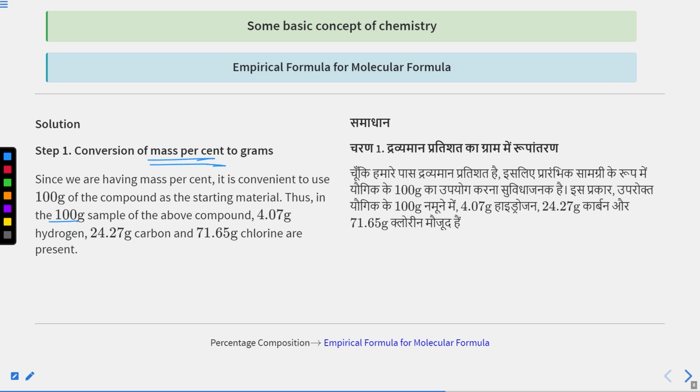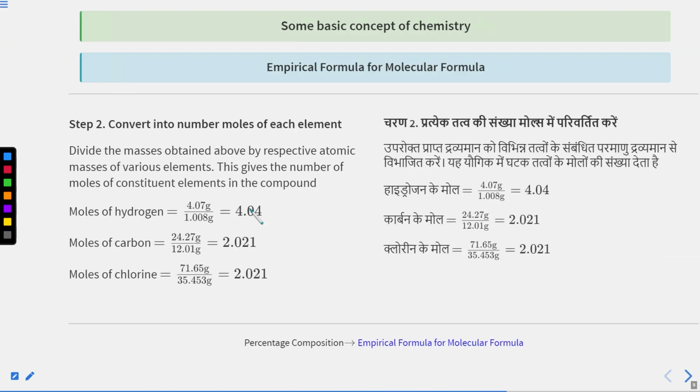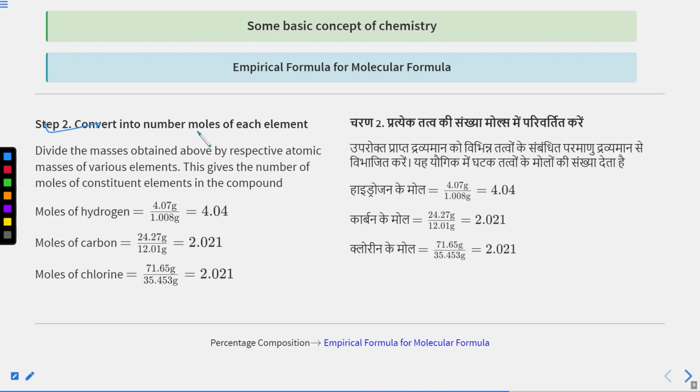So you can see, if I take a 100 gram sample of the above compound, then 4.07 gram hydrogen, 24.27 gram carbon, and 71.65 gram of chlorine are present. If this amount is present, then you have to convert into number of moles of each element. So given mass by atomic mass, you will get the moles of hydrogen.